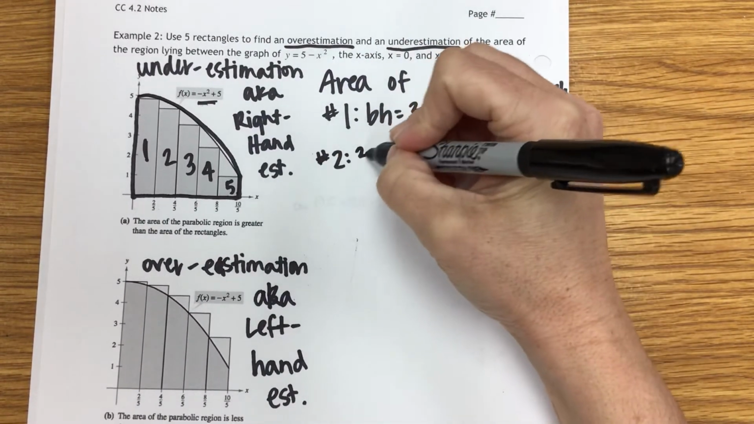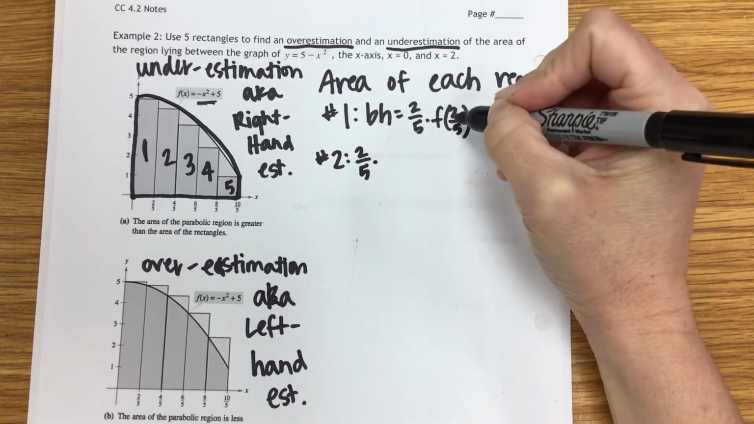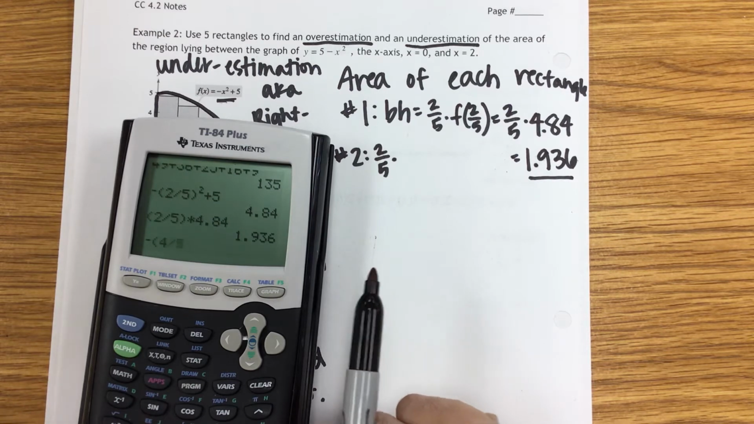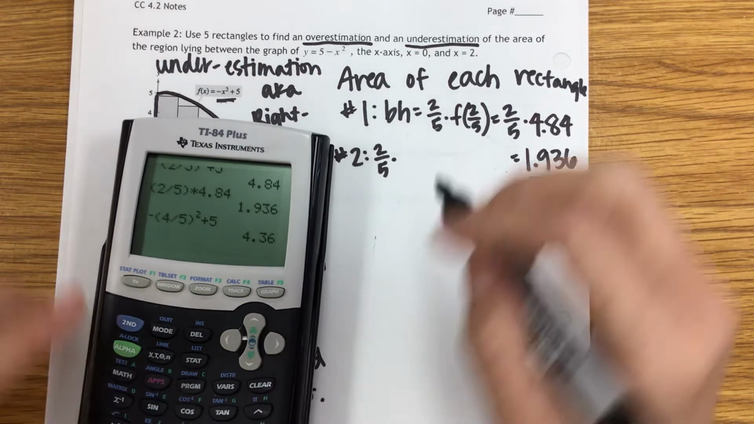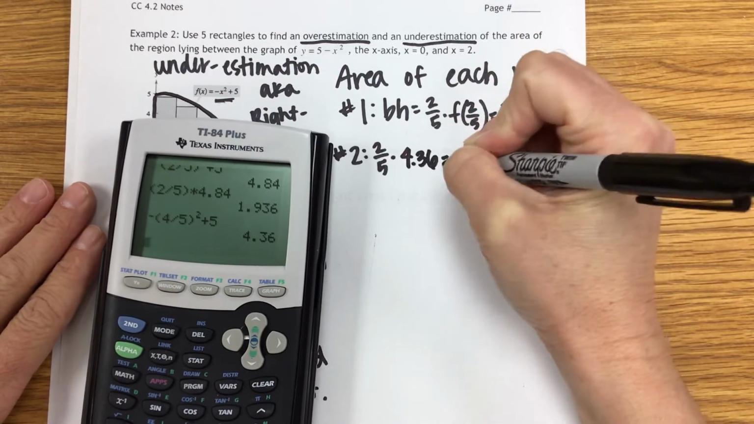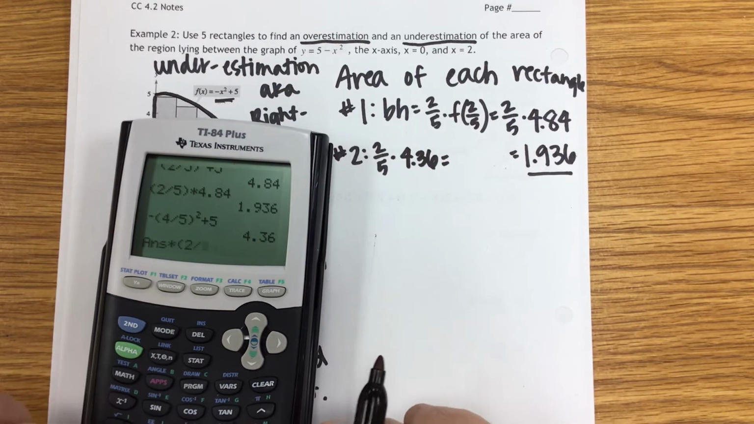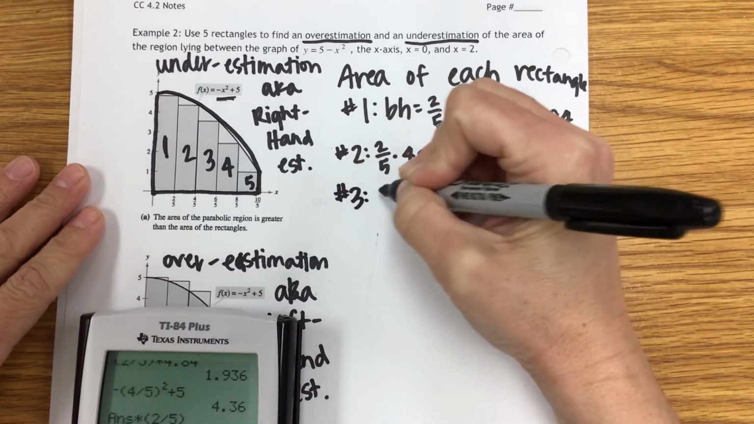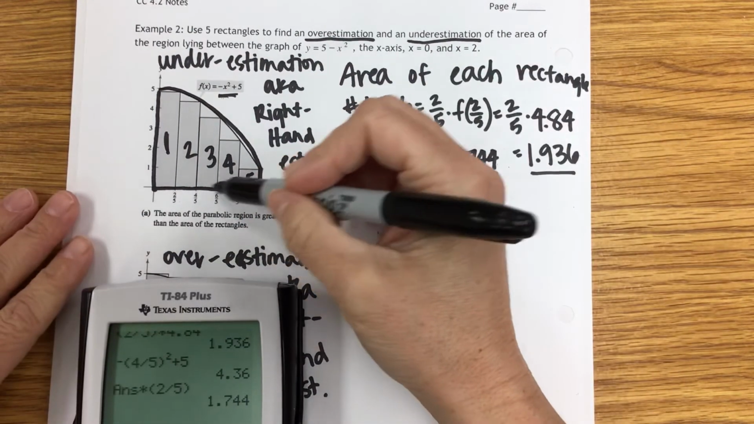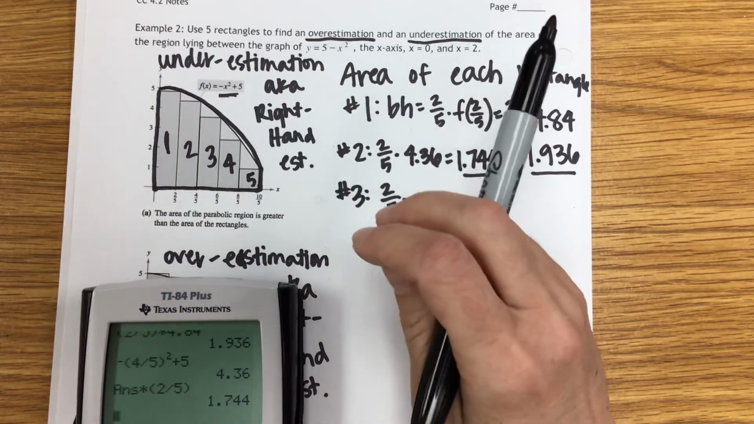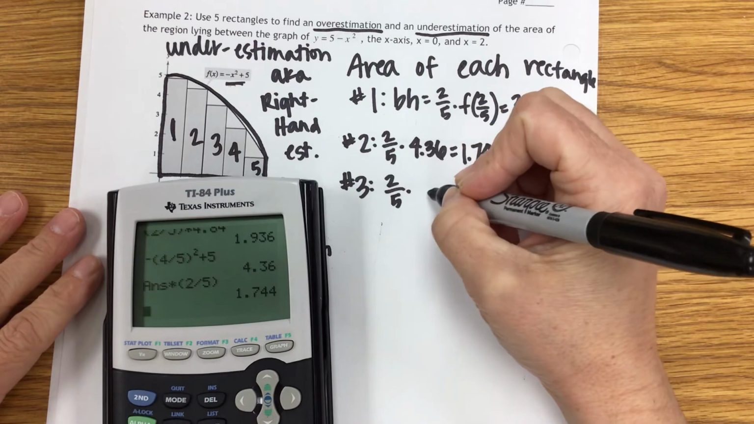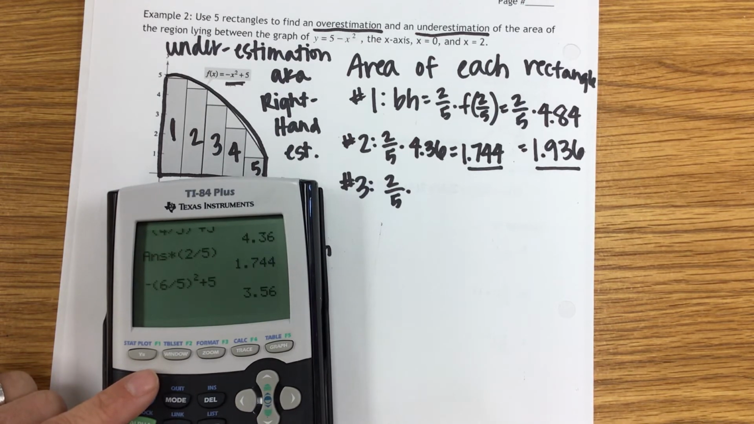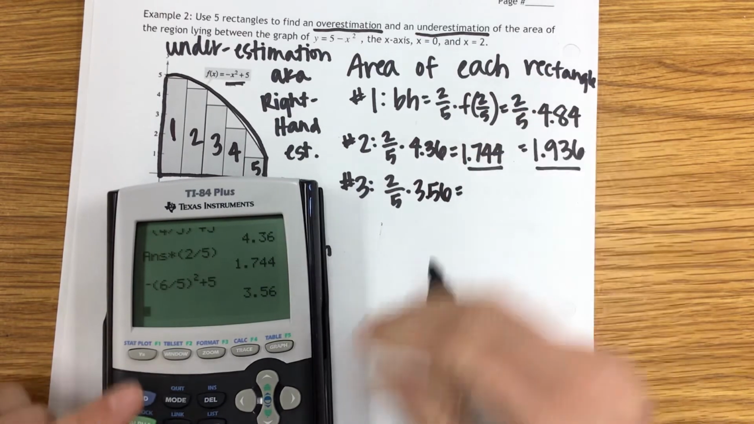So it's base times height. The base is 2/5, and the height is going to be whatever I get when I plug in the right-hand side, which is 4/5. So I'm going to take negative 4/5 squared plus 5, and I get 4.36. So base times height, I get 1.744. Repeat for number 3. The right-hand side of the number 3 rectangle is 6/5. So base times height, I'm going to get my height by plugging in 6/5. And it's 3.56 times 2/5.